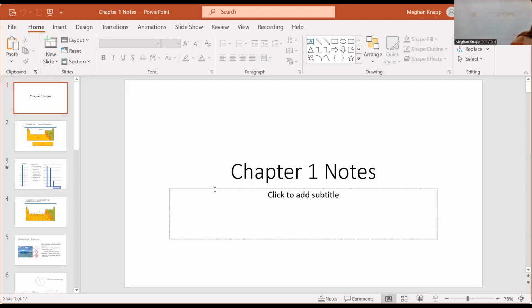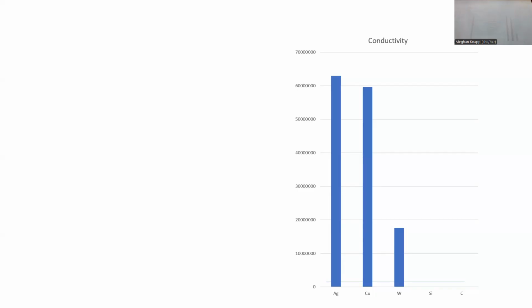Okay. And then what do we think? Is it solid, liquid, gas? It's probably a solid, with the exception of what metal? Mercury is the liquid. Okay. We're going to go here.